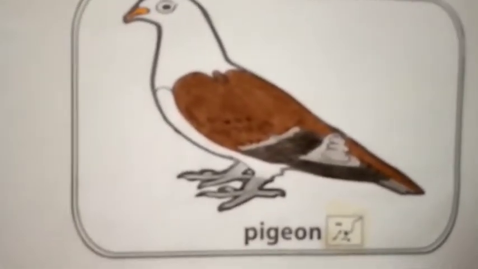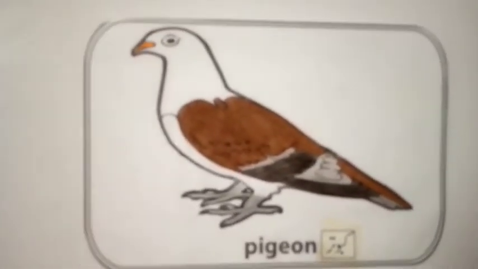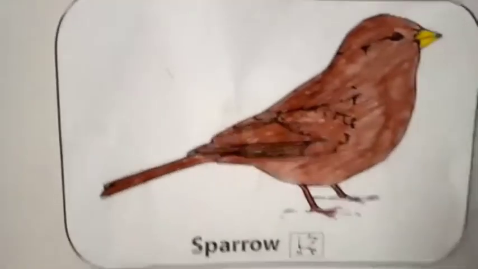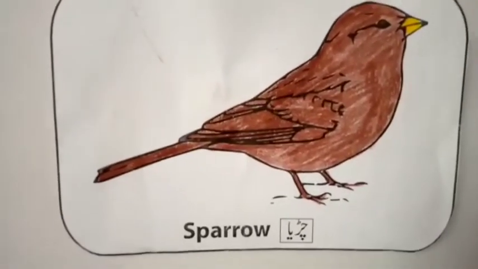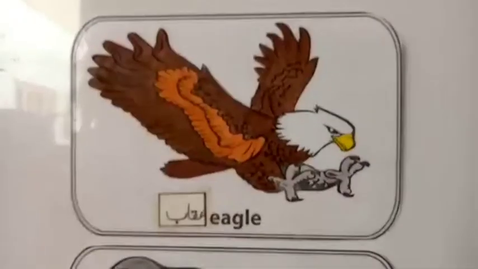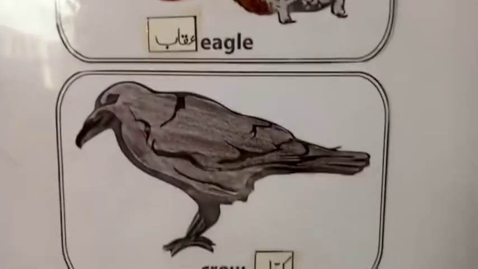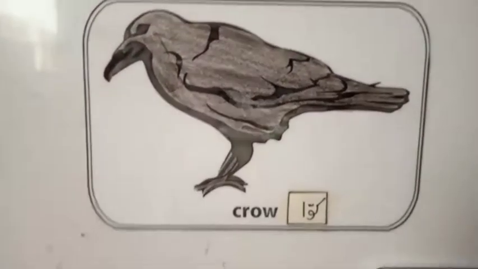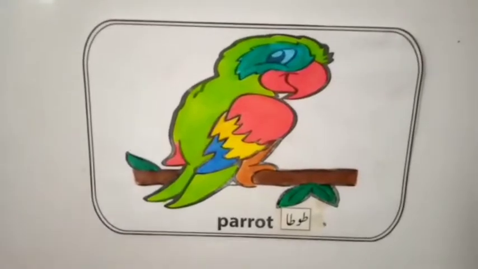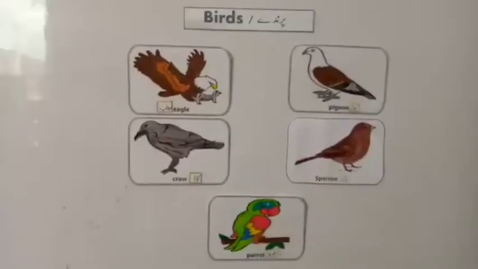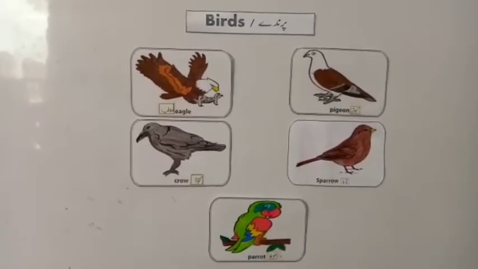Pigeon. Kabutar. Sparrow. Chidiya. Eagle. Ukab. Cock. Crow. Kawa. Parrot. Tota. Where is crow?